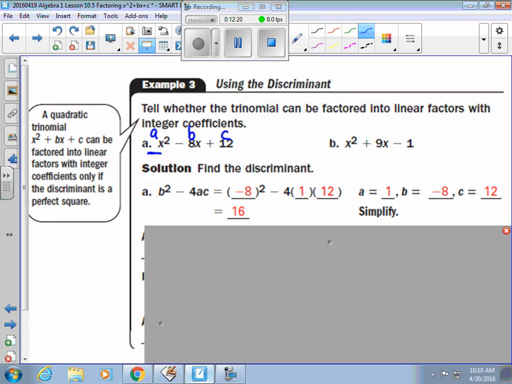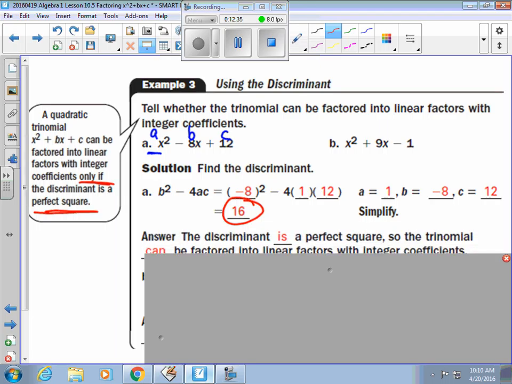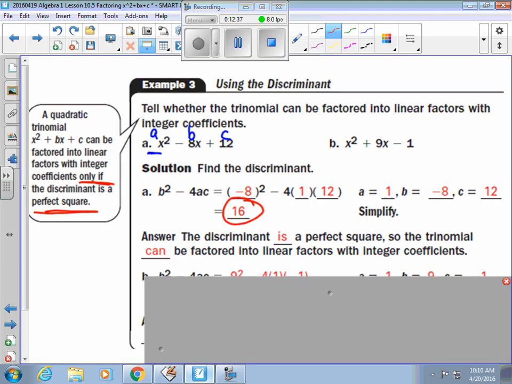So again, off to the side, it says it can be factored only if it is a perfect square. Is 16 a perfect square? Yes. The number 4 times 4 gives you 16. So using the discriminant says that it can be factored since it is a perfect square.